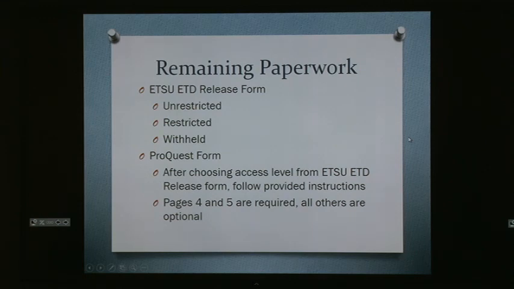So next will be the Proquest form. After choosing the access level from the ETSU ETD release form, so make that choice first, you will follow the instructions that are provided. Now, I've actually given those to you. Those are the next several pages in this packet. If you lose this somehow, the link to these instructions are on the checklist. So after you've chosen unrestricted, restricted, or withheld, you'll move on to these instructions that will tell you exactly what to do to fill out the Proquest form.